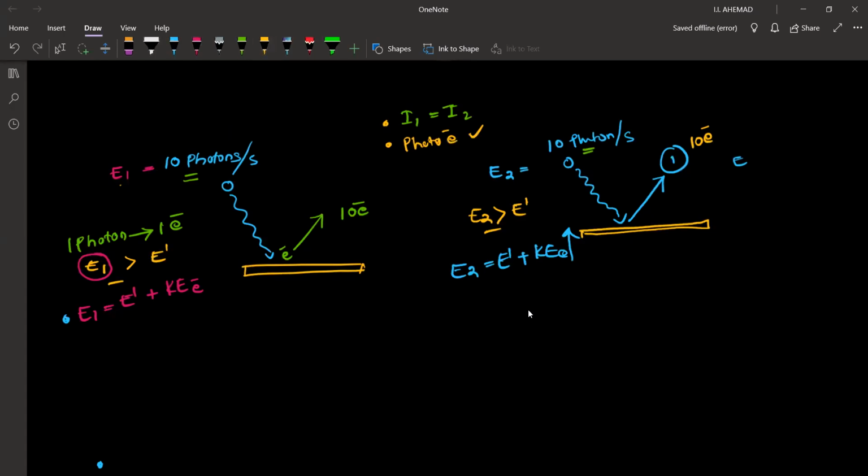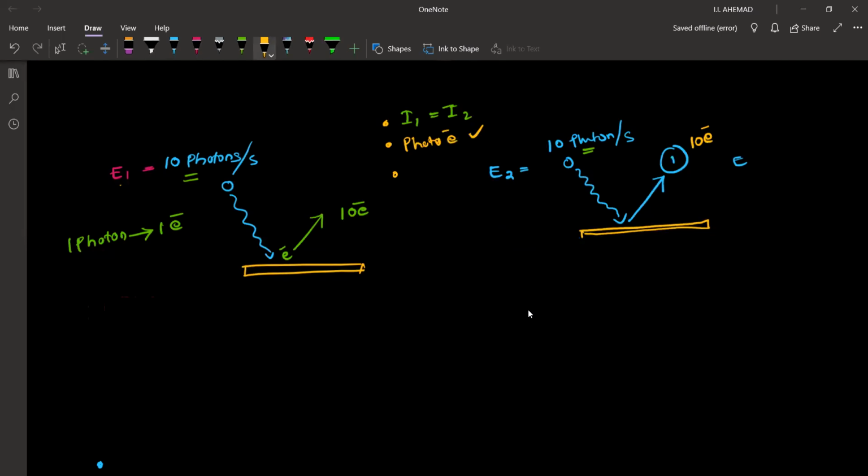And they mention that E1 is less than E2. We wrote a note, right? One photon can release only one electron. Therefore, in 1 second, we only have 10 photons. Then it can release only 10 electrons. Here also, we have 10 photons. That means it can only release 10 electrons.